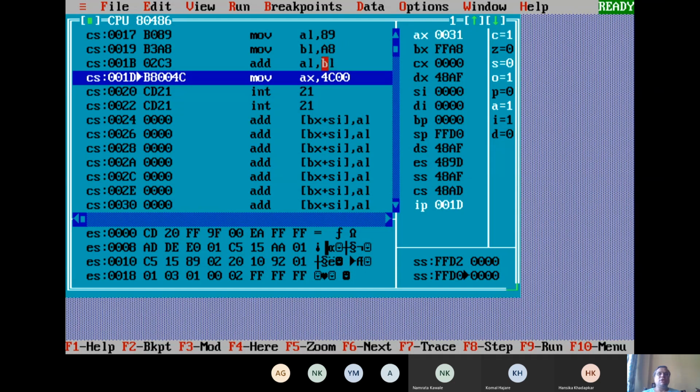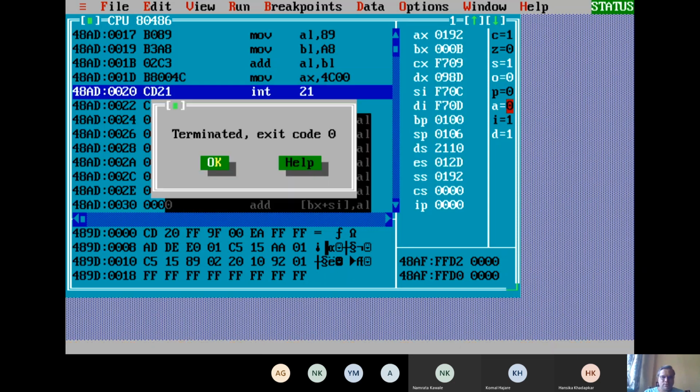That means during the execution of this addition instruction, the processor has recognized that the lower nibble has forwarded a carry to the upper nibble, as well as the upper nibble has also forwarded a carry to the carry flag. So both the carries are generated. So C is equal to 1 and A is equal to 1. I hope this demonstration is clear to all. Have you understood when the auxiliary carry flag is set? Have you got the idea about the auxiliary carry flag? Yes, sir. Okay. So I will just complete the execution of this program.